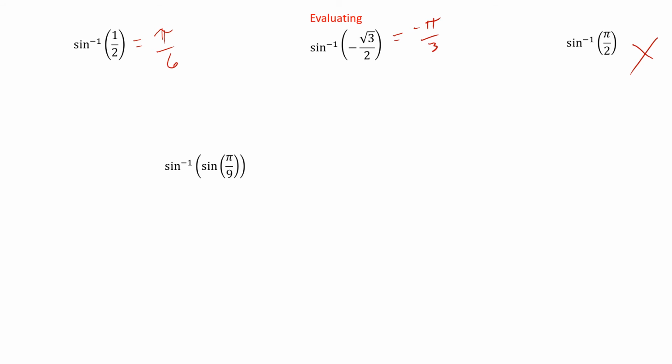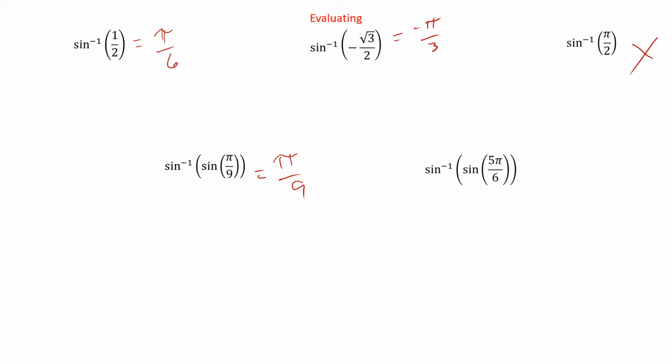How about the inverse sine of the sine of pi over 9? The inverse sine of the sine. Wait, don't the inverse and the non-inverse cancel each other out? Yeah, generally speaking, yes. That's just pi over 9.